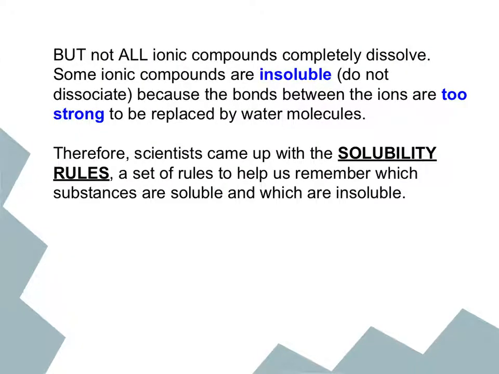But not all ionic compounds completely dissolve. In fact, some ionic compounds are insoluble, which means they do not dissociate. The reason why they don't is because the bonds between the ions are too strong to be replaced by the water molecules. So there is a set of rules to help us determine whether a compound is soluble or insoluble, and these are referred to as the solubility rules.